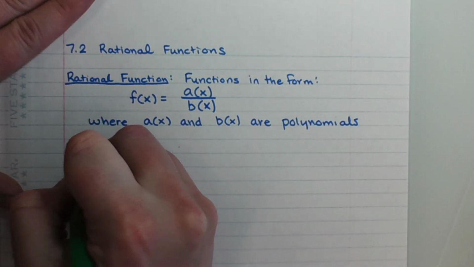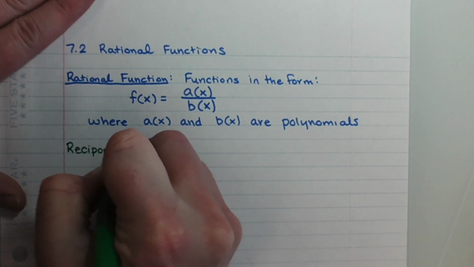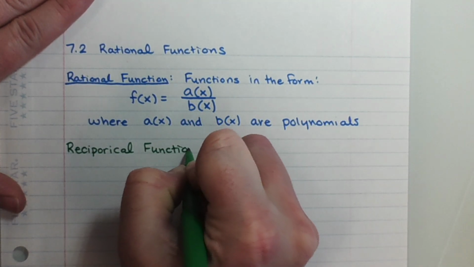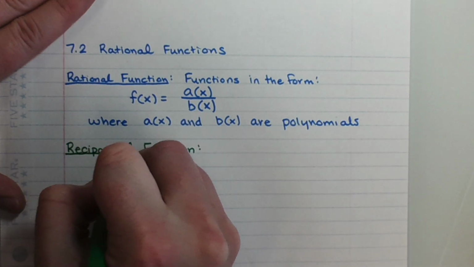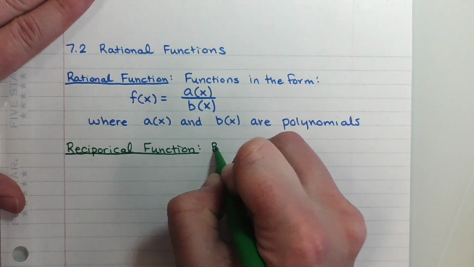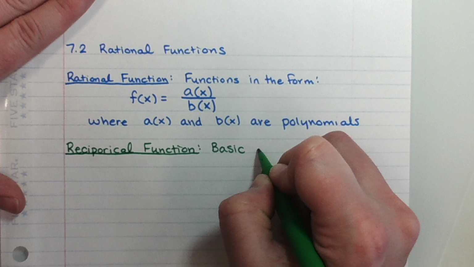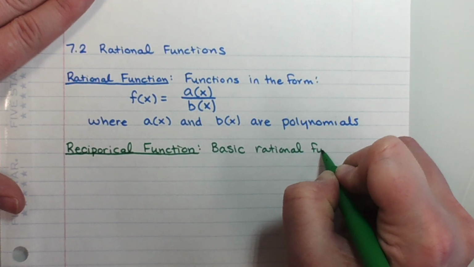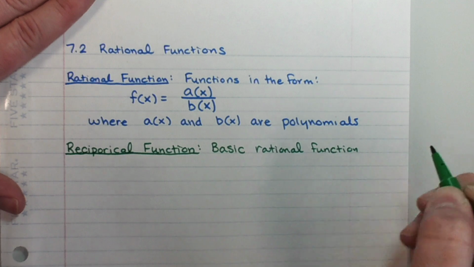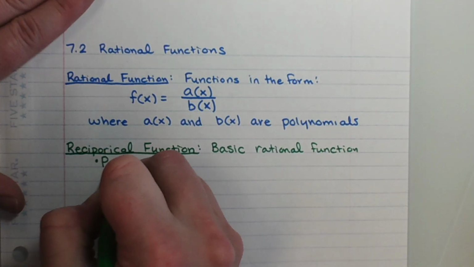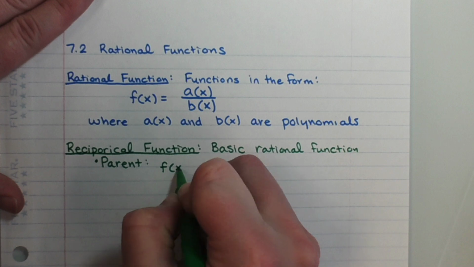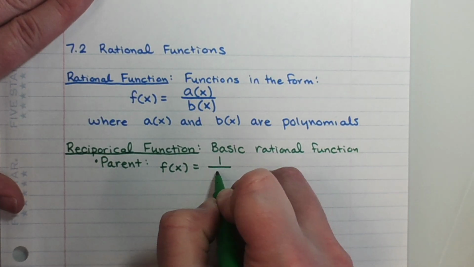Now, today we're going to talk about rational functions that are more in the reciprocal function form, which is just a real basic rational function, whose parent, which is the parent function technically of all rational functions, is f of x is equal to 1 over x.